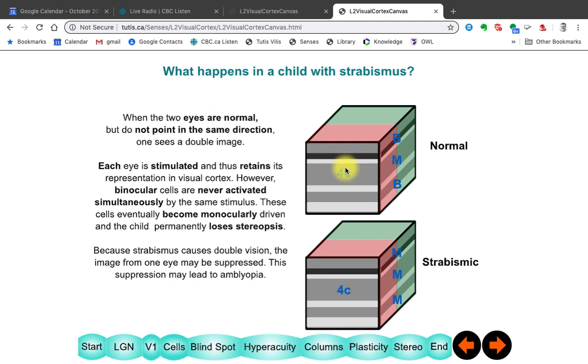As a consequence, this guy's binocular cells will disappear because there's no pressure to create these binocular cells. And so you'll develop monocular cells above and below layer 4C rather than the binocular cells we talked about before.